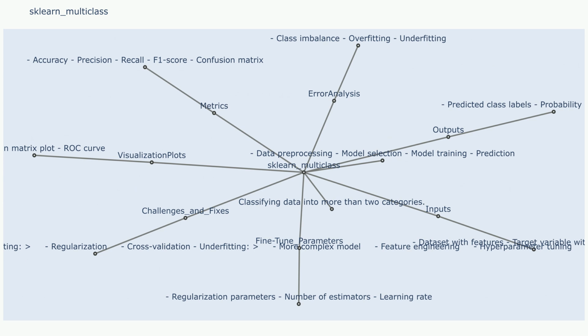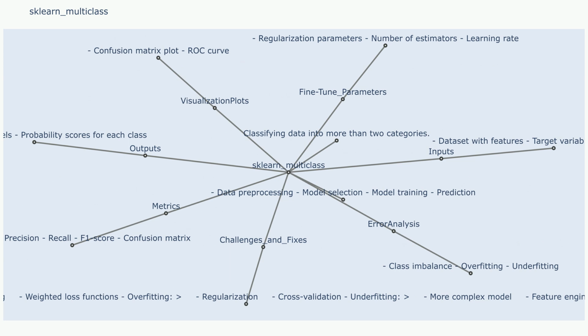Challenge 3: High dimensionality. This arises when the number of features in the data is very large, leading to computational challenges and potentially overfitting. Sample use case that resulted in challenge 3: a dataset with thousands of features may be difficult to process and can lead to a model that is overly complex and prone to overfitting.